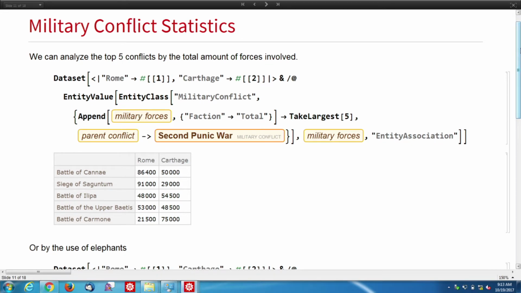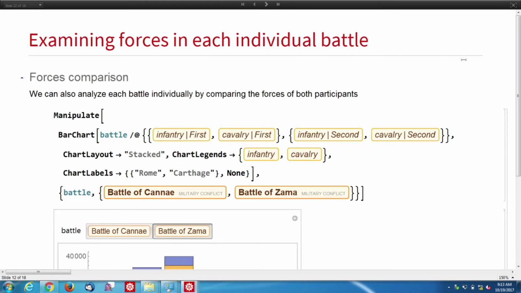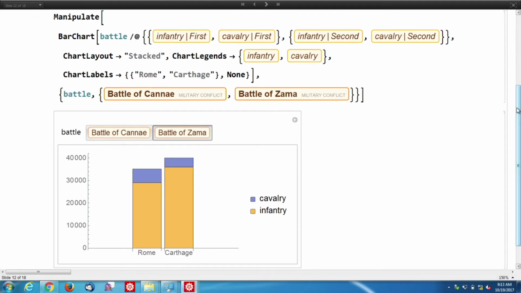In the summary of the battles, we can, for instance, look upon the battles with more forces in them. The Battle of Cannae, obviously, is the greatest battle in the war. We can see here divided between Romans and Carthaginians. This is a total sum of military forces, because as we can see in the next slide that I am extremely rushing through, we can see how the forces were composed of infantry and cavalry.